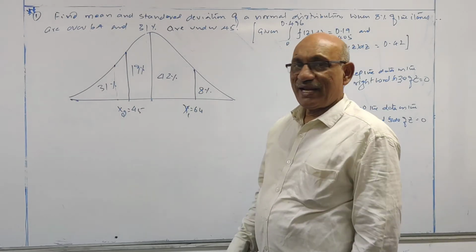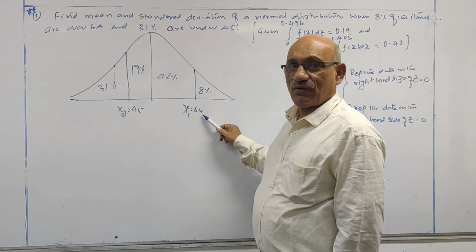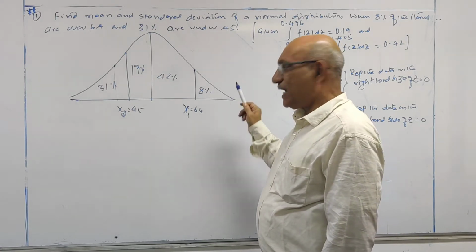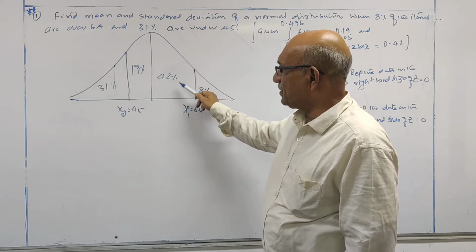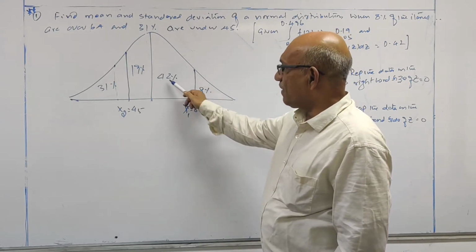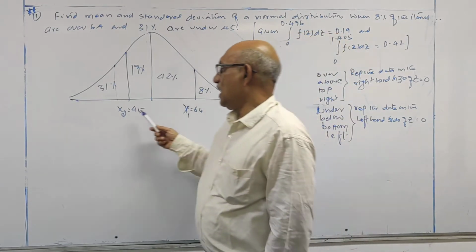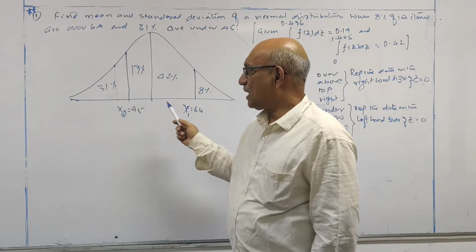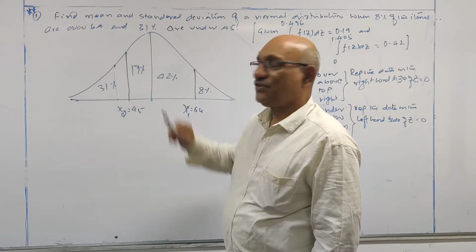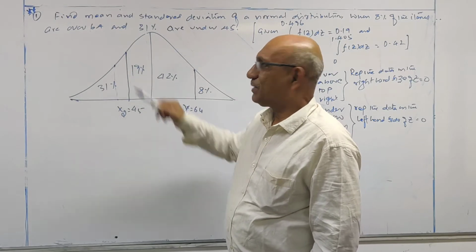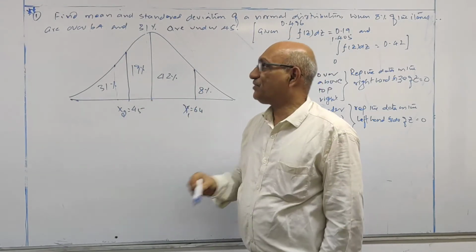One more time I am explaining this point. 8% of the items are over 64. Over 64 means they are on the right hand side of 64. So this is 8% means this part is 42%. 42 plus 8, 50% area you have on one side. 31% of the items are under 45. Left hand side of this is 31%. So this is 19%. 31 plus 19, 50%. Okay, so 50% it is represented.